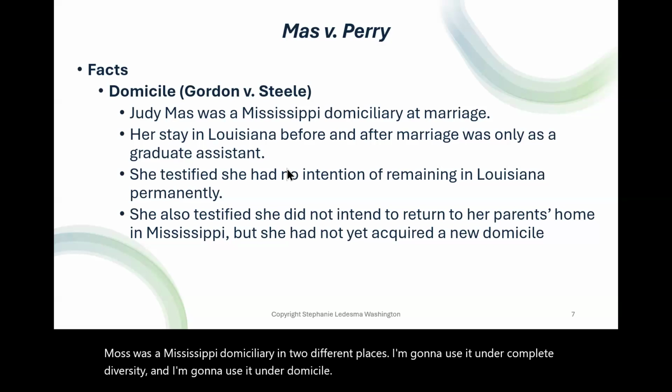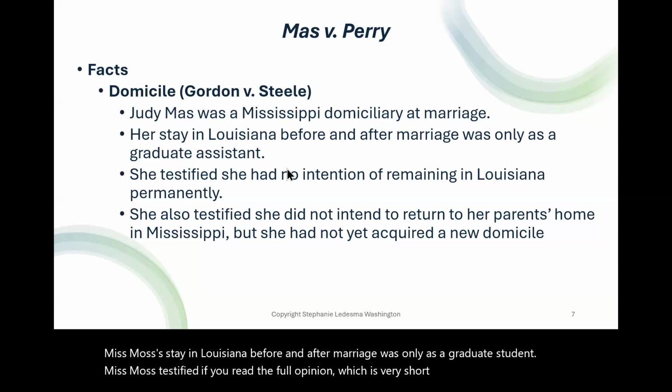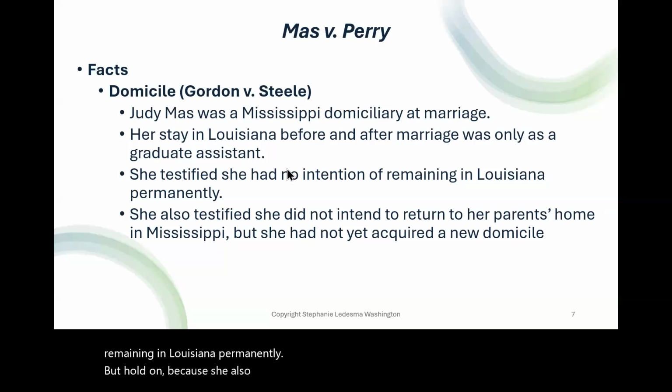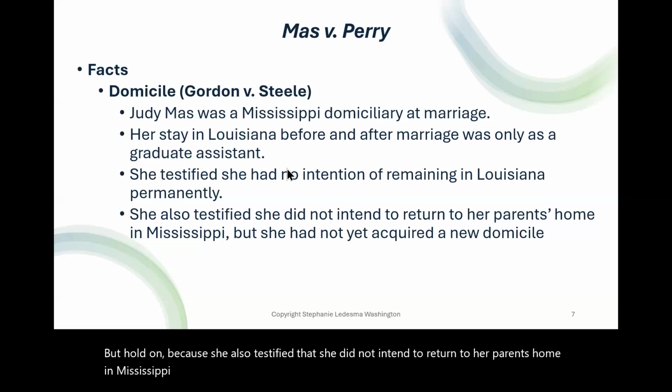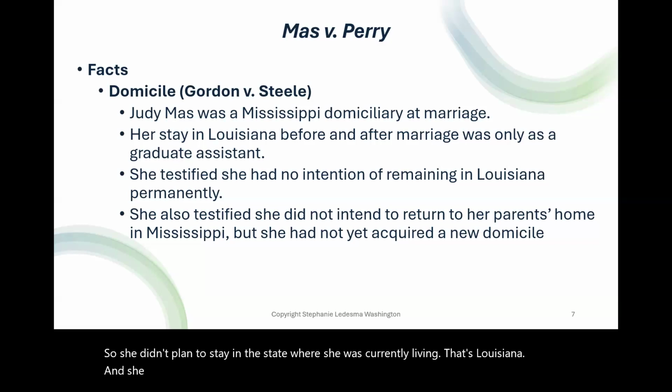Miss Moss's stay in Louisiana before and after marriage was only as a graduate student. Miss Moss testified, if you read the full opinion, which is very short, she had no intention of remaining in Louisiana permanently. But hold on, because she also testified that she did not intend to return to her parents' home in Mississippi either. So she didn't plan to stay in the state where she was currently living, that's Louisiana. And she also didn't intend to go back to where she had been domiciled previously.